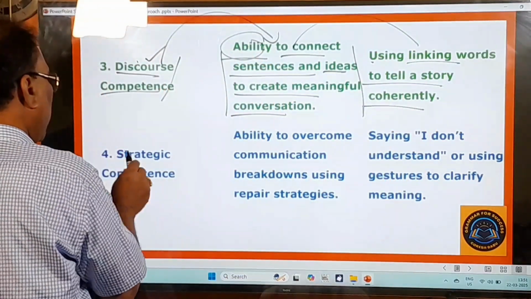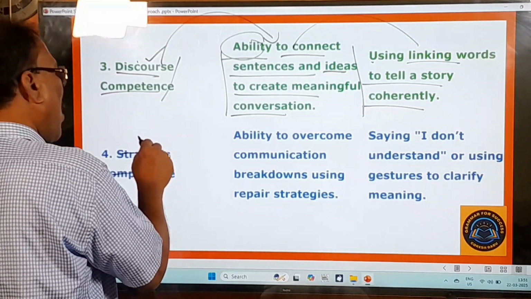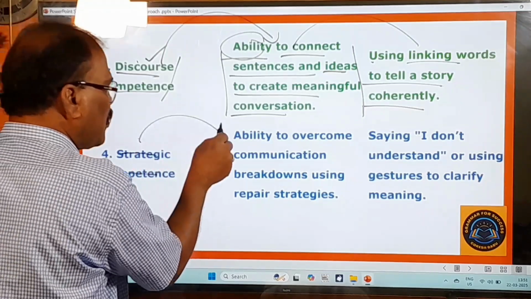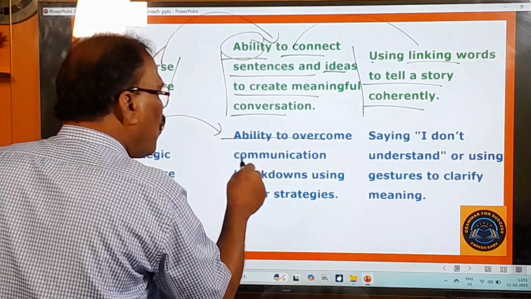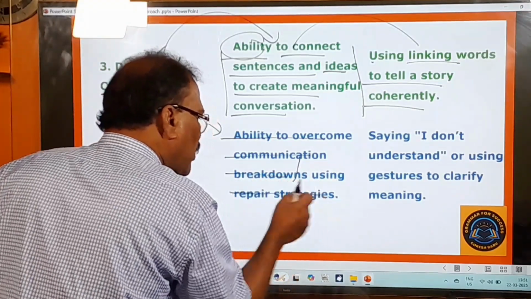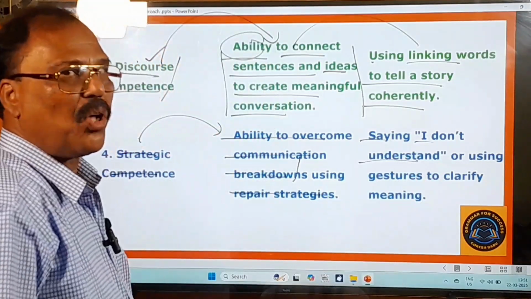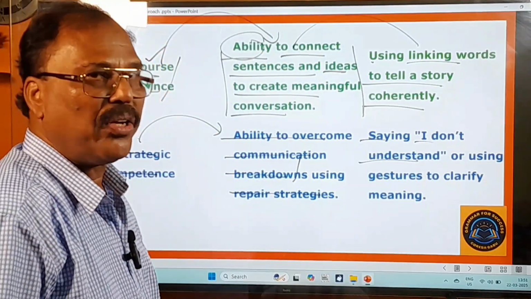And the fourth one here is strategic competence. What does this competence offer to the students? It offers the students the ability to overcome communication breakdowns using repair strategies. What are the repair strategies? Saying, I don't understand. I'm sorry, I don't understand. I'm sorry, will you please repeat?